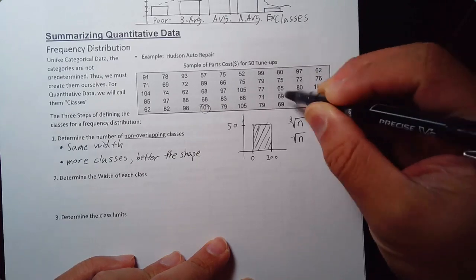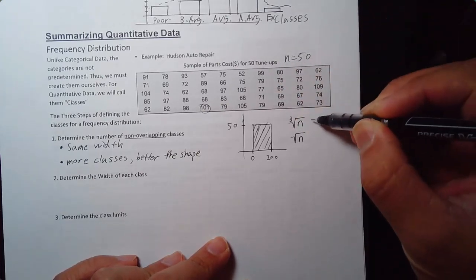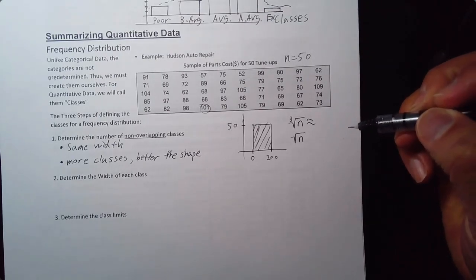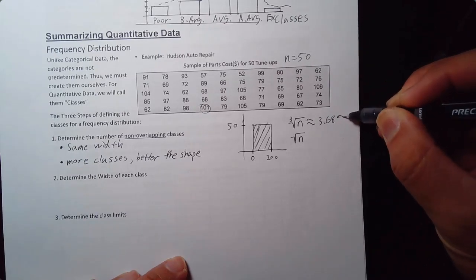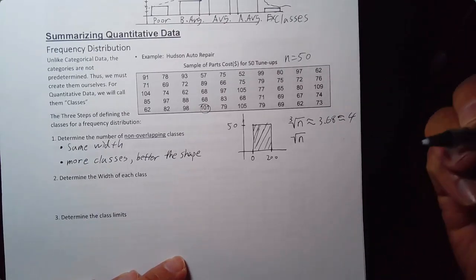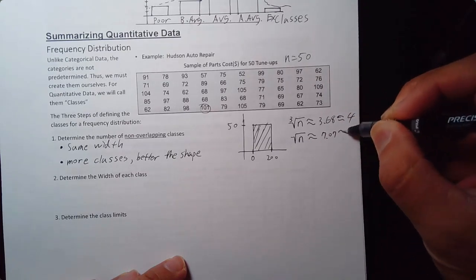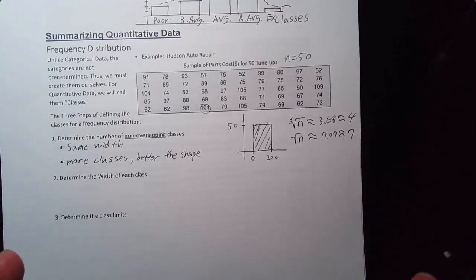So in this case, n here equals 50. If you take the cube root of n, you're going to get 3.68. So that's about four classes. If you take the square root of n, you get 7.07. So that's about 7 classes. 4 to 7, any of those will be fine. Again, the more classes you use, the better the shape.